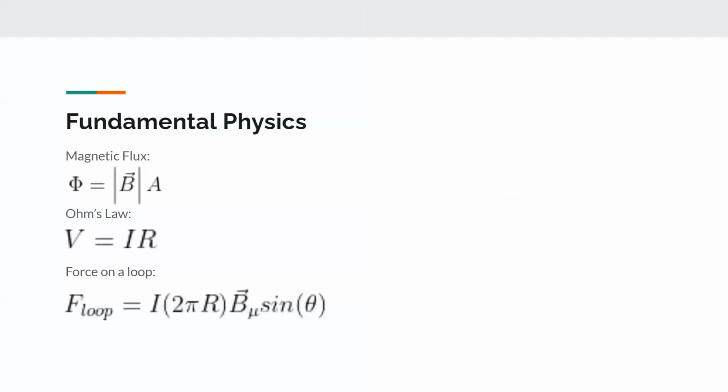So apart from Lenz's law and Faraday's law, some other fundamental physics properties and equations we do need to understand are magnetic flux, which in this case is just the product of magnetic field and area, Ohm's law, which is V equals IR, and force in the loop, which is I times 2 pi R, times magnetic field, and sine of theta.